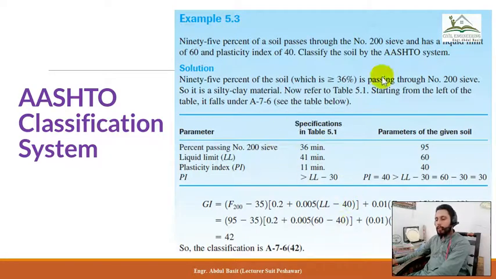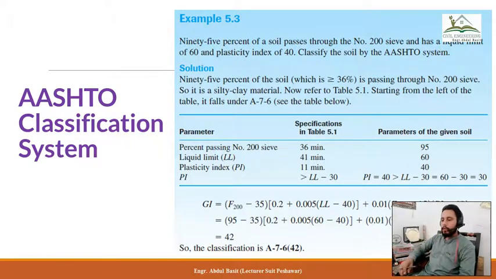Similarly, coming to the next numerical, here we have the values that are given. Let me write it first. For 95% of the soil passing through number 200 sieve, so this is 95%, we will definitely use table number 2. The soil has a liquid limit of 60 and a plasticity index of 40. So the liquid limit is given, that is 60, and the plasticity index is given, that is 40.